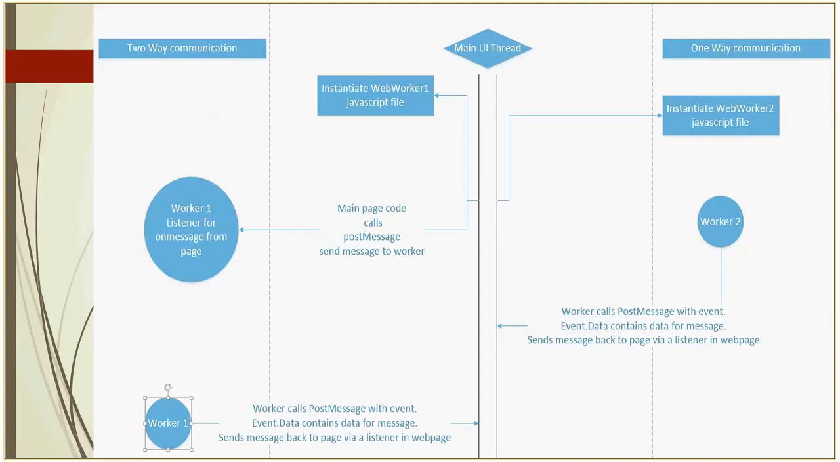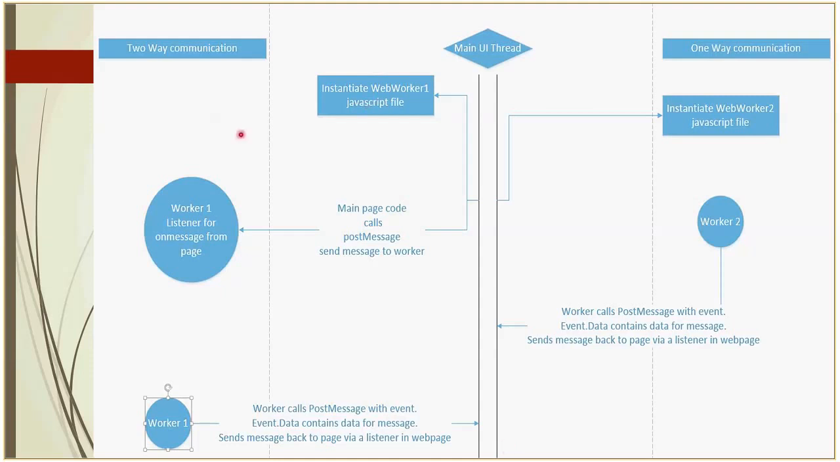So all communications to and from the worker thread is managed through something called messages. Okay, so in this case, on the left hand side, focus on the left hand side. Let me get a pointer real quick. Focus on the left hand side. So we instantiate a web worker, which we named as web worker 1, and it loads a JavaScript file, like I said, which should be independent.